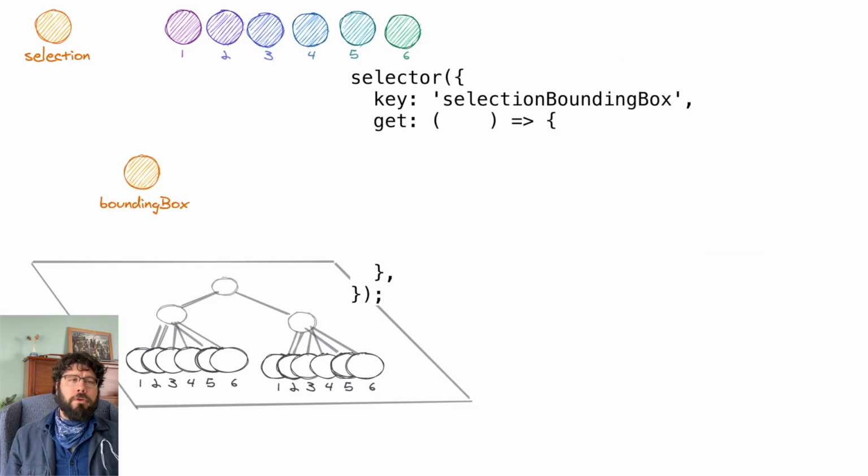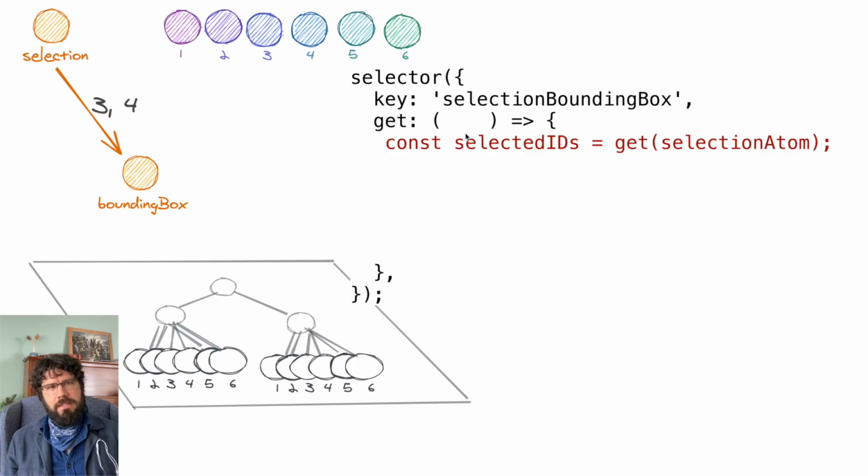And so let's look through the code for that. First of all, we're going to have a selector, and the selector has this get, which is what is called to compute the function. And get will have the ability to pull in the state of other atoms or other selectors. And so first we're going to get the selection, like what IDs are selected. So we're going to just say get selection atom. That's some atom which says what IDs are selected.